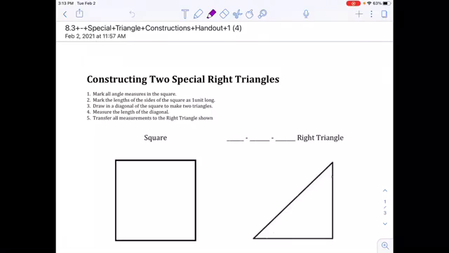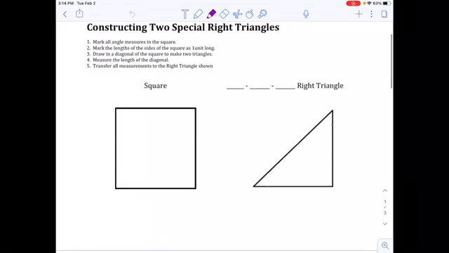Hello! Today we are going to cover 8.3 special right triangles. We are first going to start with the construction handout 1 to kind of discover how these special right triangles work. So we are going to construct these, the first one starting with the square.